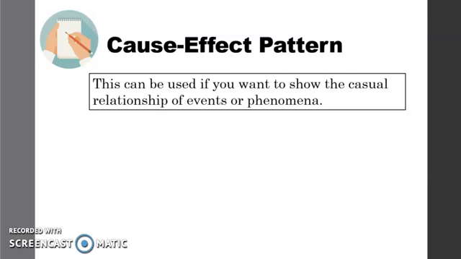And then we have the cause-effect pattern. This can be used if you want to show the causal relationship of events or phenomena. Now, your outline may follow different patterns of organization depending on the relationship between the causes and effects of the events, but let me show you how each outline looks like.